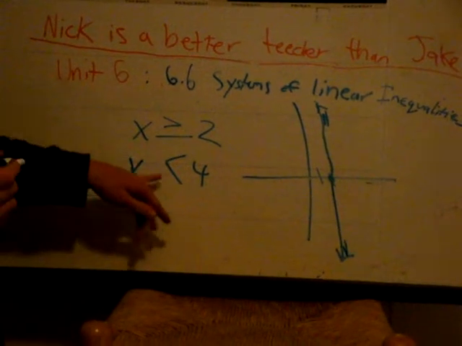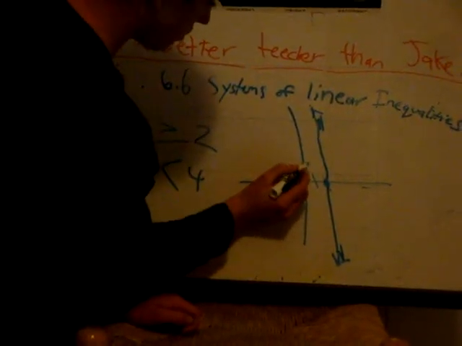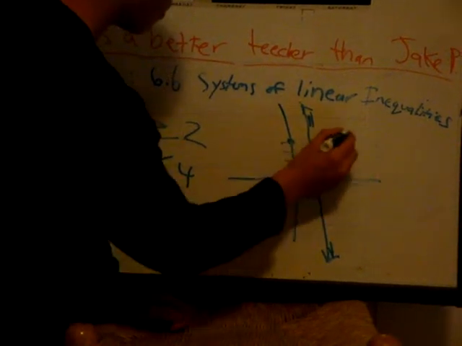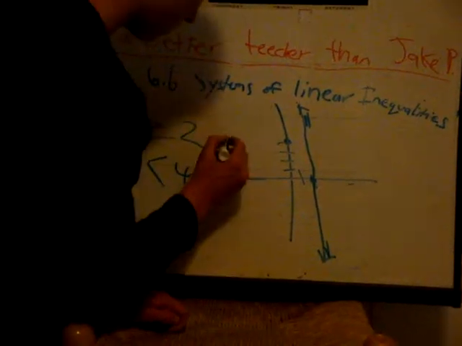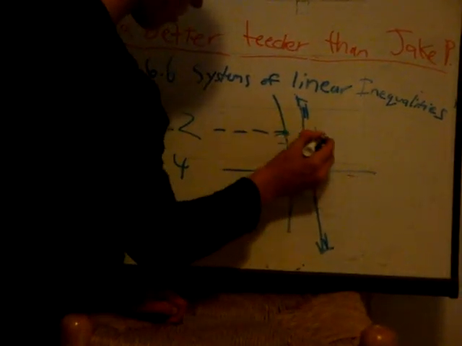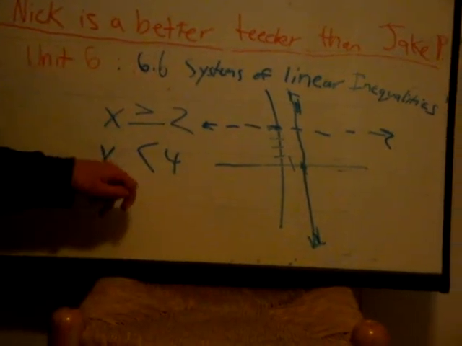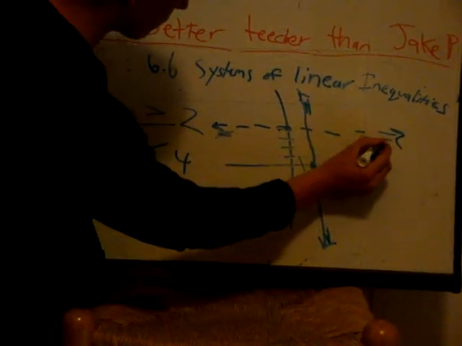Now, y is less than 4. Let's do that. So 1, 2, 3, 4 on the y. There's our point implied. It's just less than, so we dot the line, and it's less than y, so that means you shade down. So let's just make a note of that.